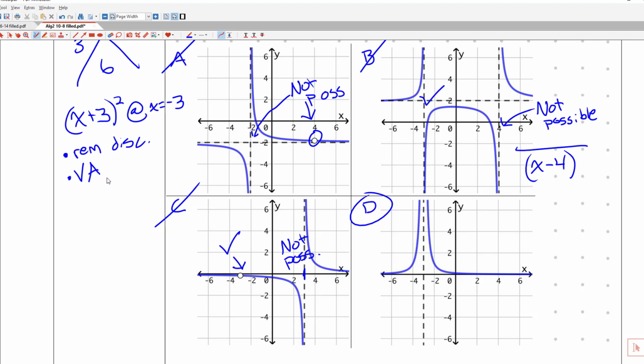All we can say is it has to have one or the other, I guess, but those should show up, and nothing else in terms of removable discontinuities and vertical asymptotes.